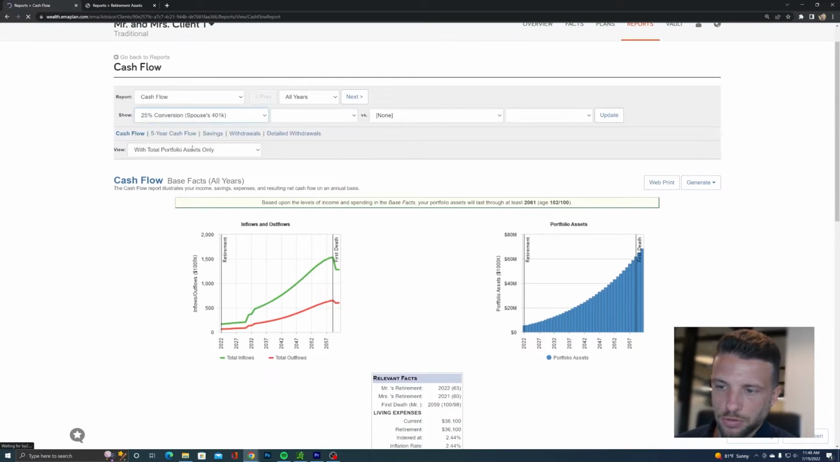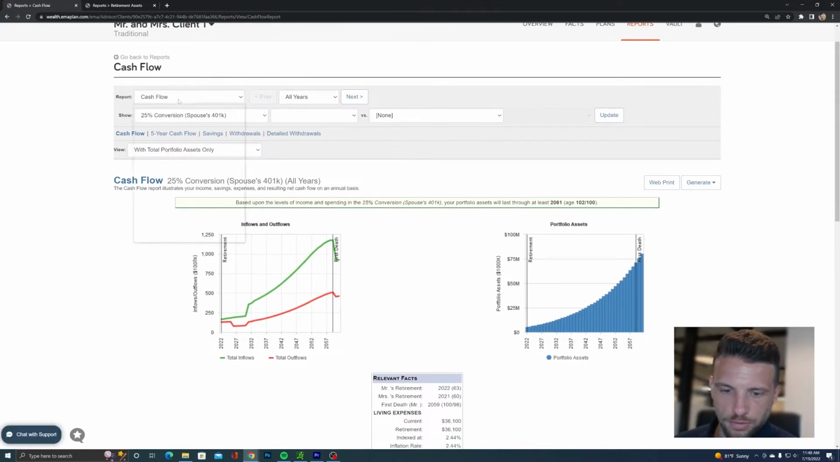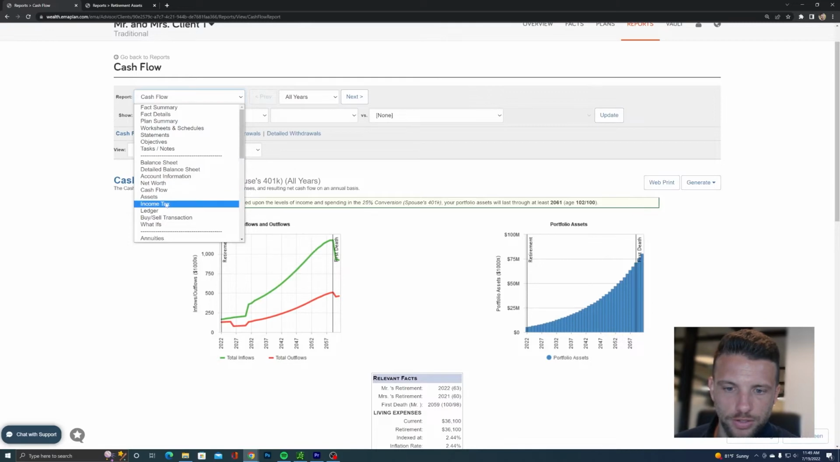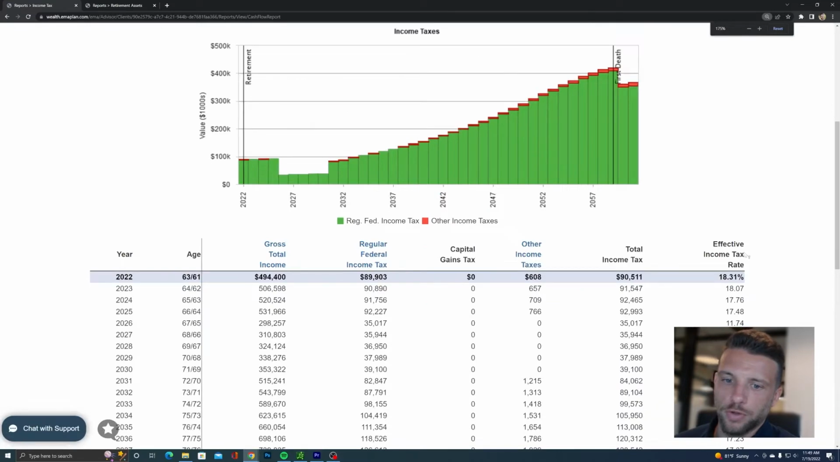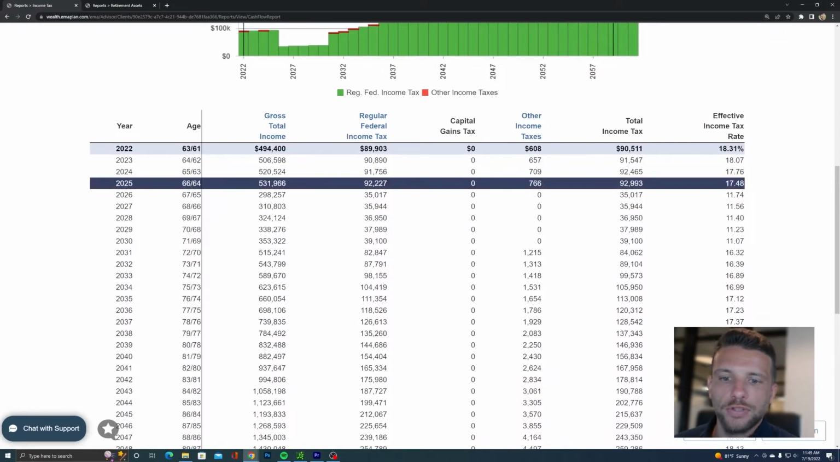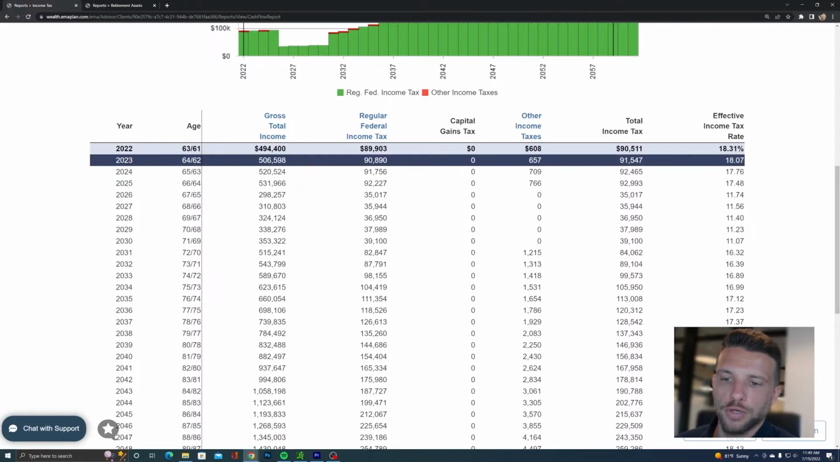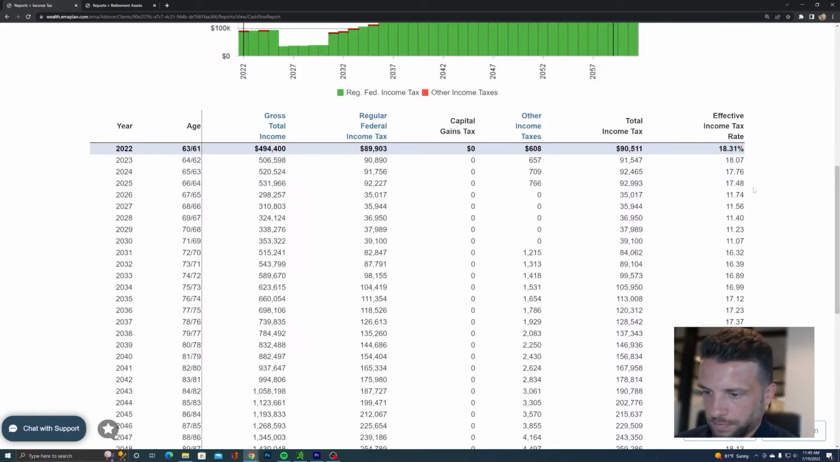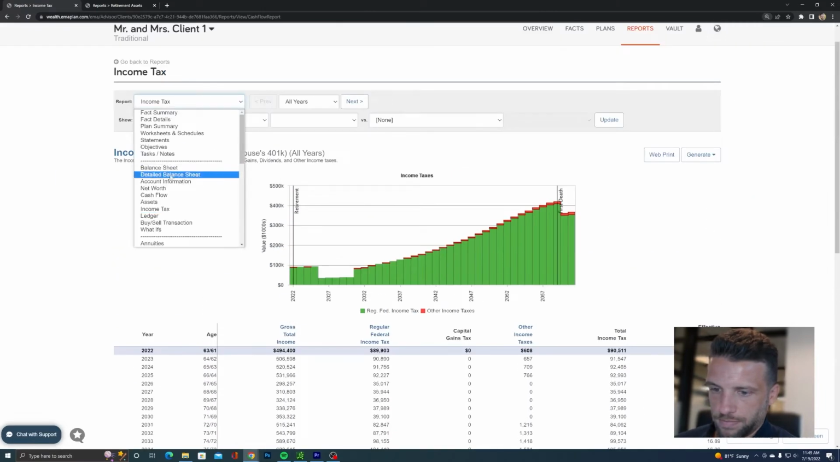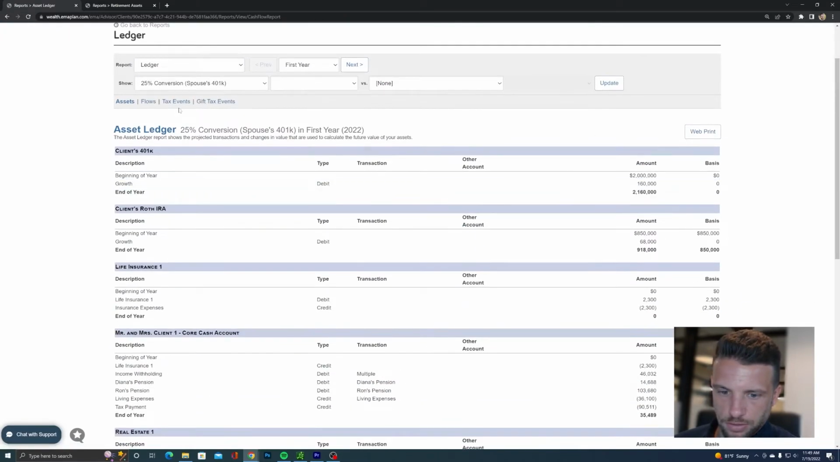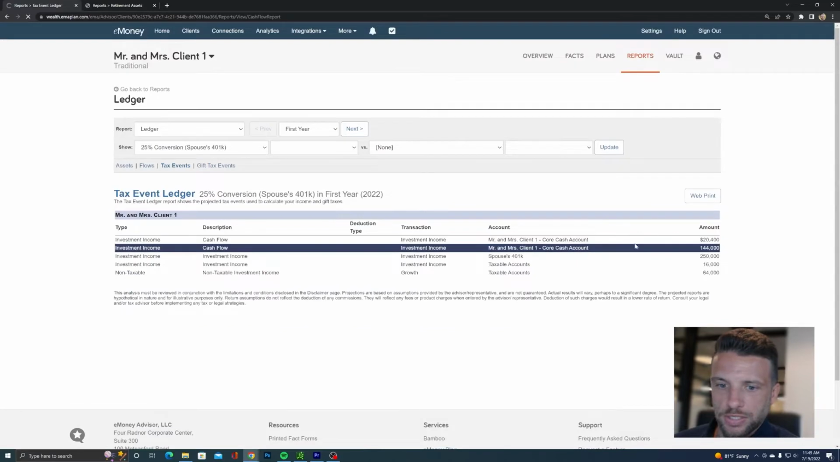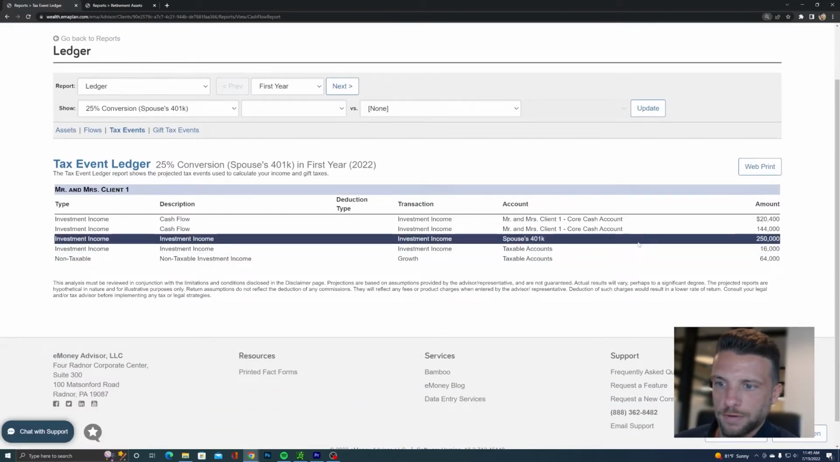All right, so we can see that by clicking here on 25% conversion and hitting update. And let's see what happens to the income tax report first. All right, so we can see that the effective tax rate jumped up those first 4 years, right? Because we were floating right around 10, 11%. Now it's 18 to 17 for those first 4 years. And that's because if we look at the ledger, wrong tab, and we click on tax events, we can see investment income 250.